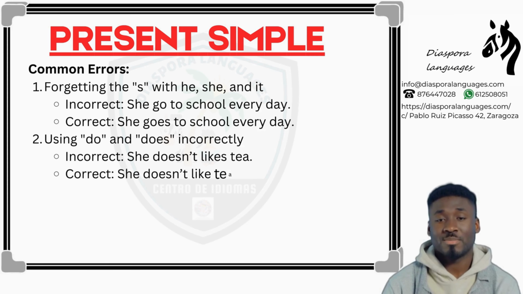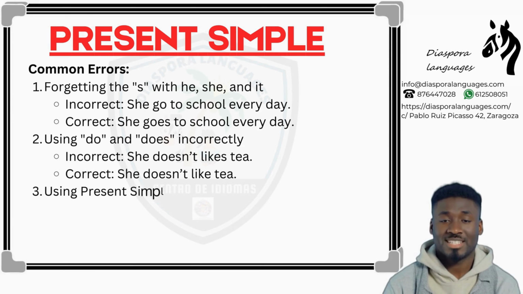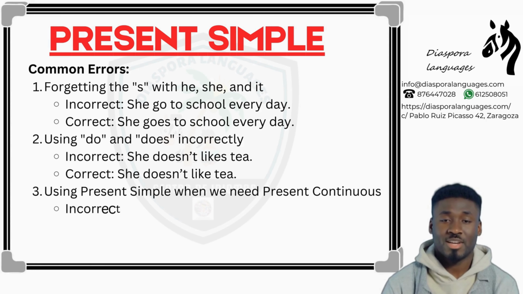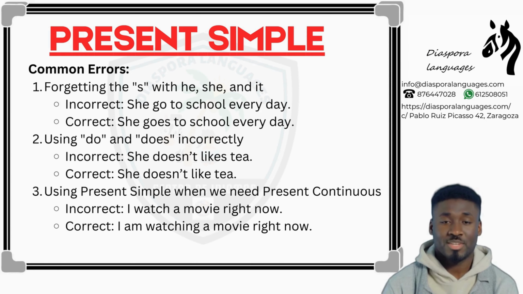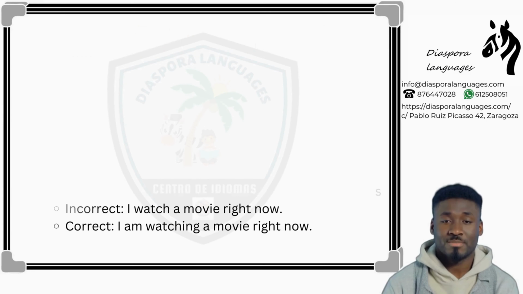Three, using present simple when we need present continuous. Incorrect: I watch a movie right now. Correct: I am watching a movie right now. We will learn how to use the present continuous later and the difference between both, so you have a better understanding of the sentence. By avoiding these mistakes, your English will sound much more natural.